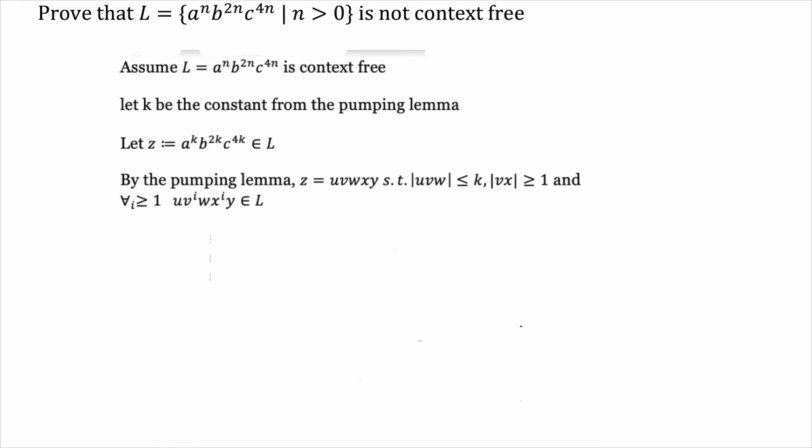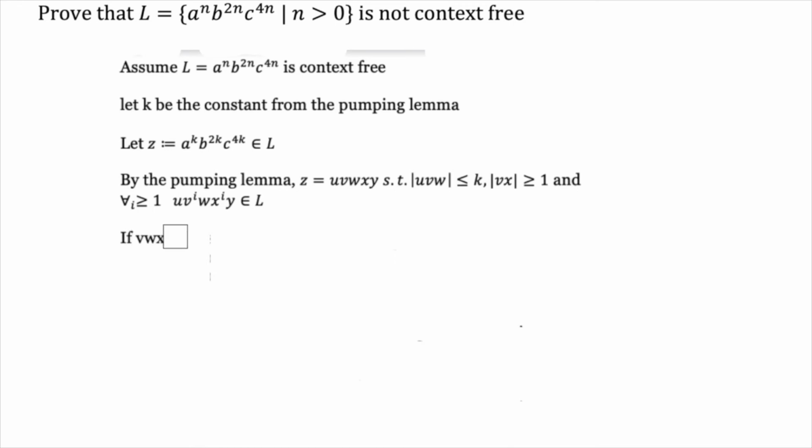The second condition of the decomposing of z is that the length of v and x combined should be at least 1 alphabet long. If these two conditions are met, then pumping v and x by any i that is greater than or equal to 1 will give a pumped word u, v to the i, w, x to the i, y that should also be in the language L.